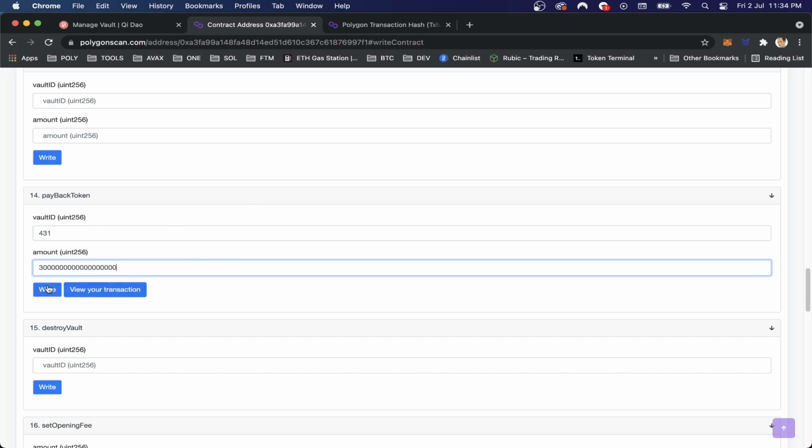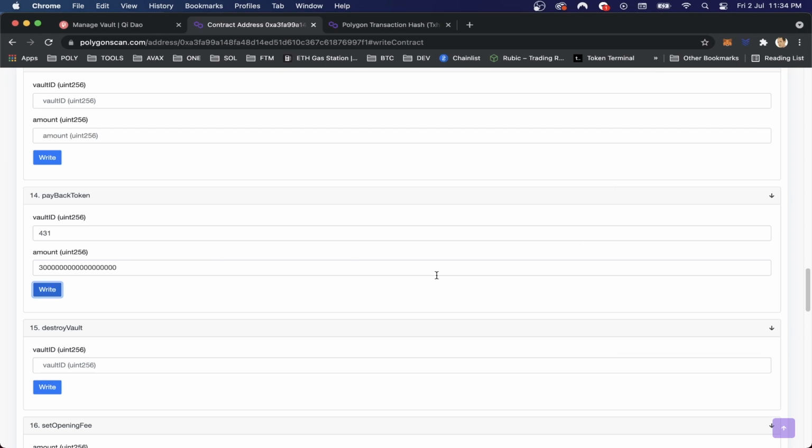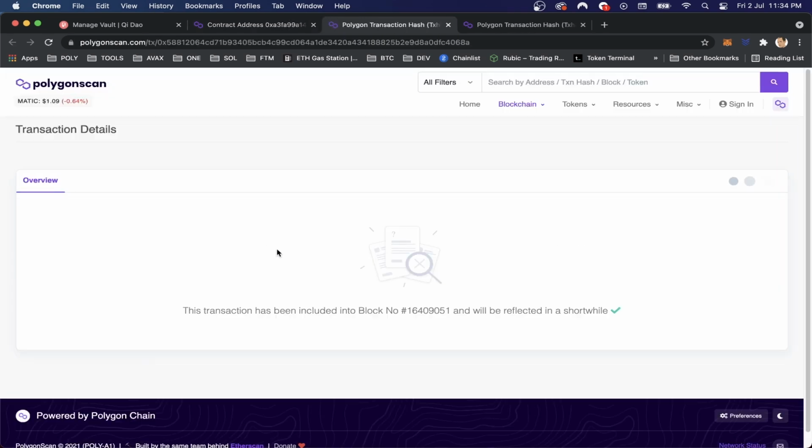So once we've done that, we'll click write, and then we can increase the gas price to about 5. Click confirm, and we'll wait for that to go through. And while we're waiting, we can click view your transaction. And here we should see it's loading if it went through successfully. If it didn't go through successfully, then just check you've got the right amount of digits. You might have to play around with that a little bit if you made some kind of error.